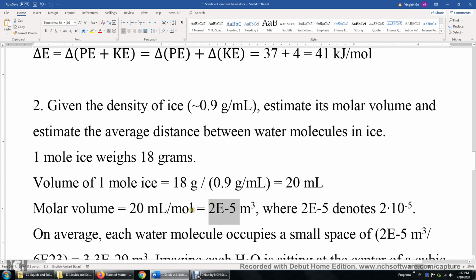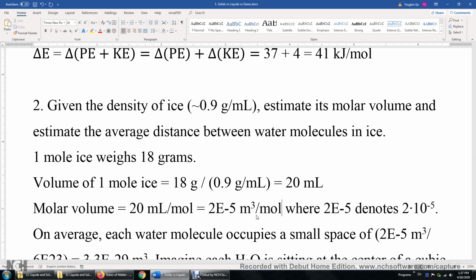Therefore, the molar volume is 20 milliliters per mole, or 2 times 10 to the power of negative 5 cubic meter. This is because 1 milliliter is 10 to the power of negative 3 liter, and 1 liter is 10 to the power of negative 3 cubic meter. Therefore, 1 milliliter is 10 to the power of negative 6 cubic meter, and 1 cubic meter is 1 million milliliters. Therefore, we can convert this 20 milliliter per mole to 2 times 10 to the power of negative 5 cubic meter per mole.